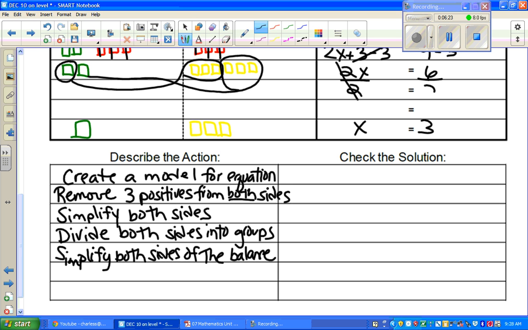Okay, now our check for solution. We got x equals 3, so we're going to replace the x in our equation with 3. So 2 times 3 is 6, plus 3 is 9. So we have 9 on the left, 9 on the right, and 9 does equal 9, so we know that is a true solution to our equation.